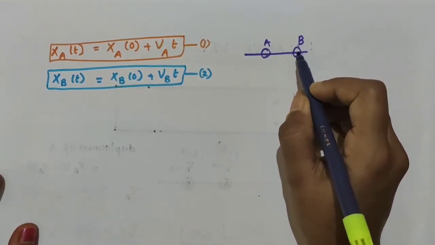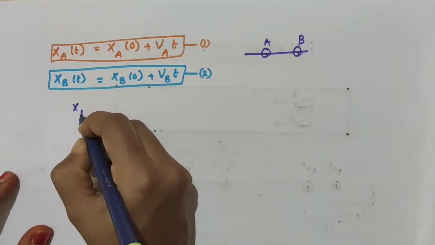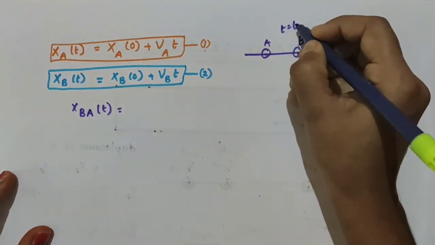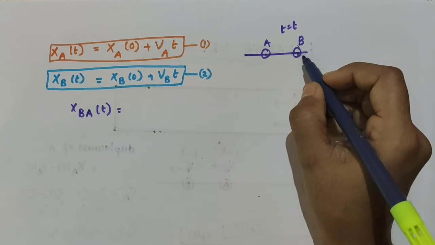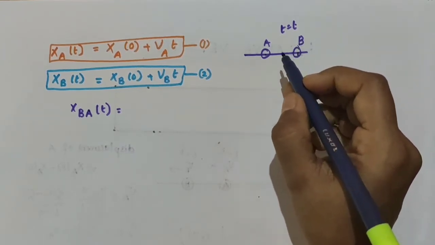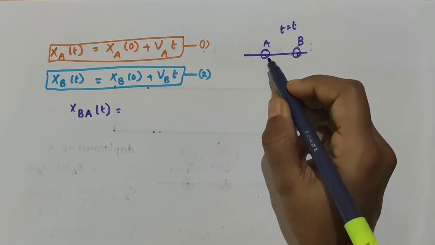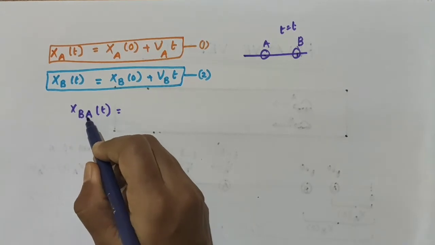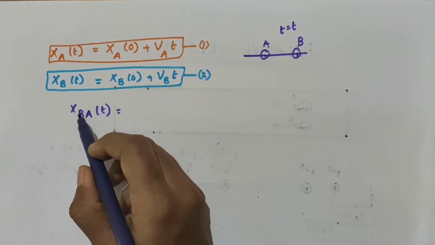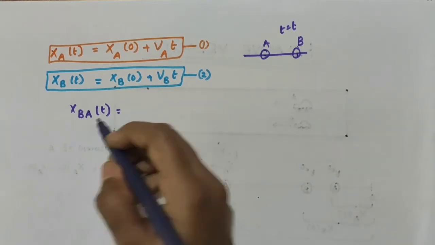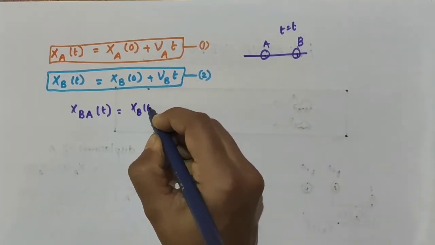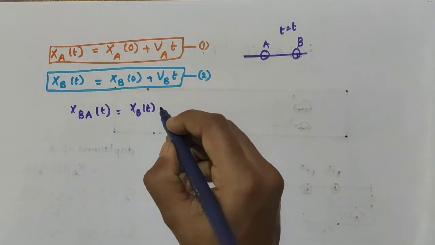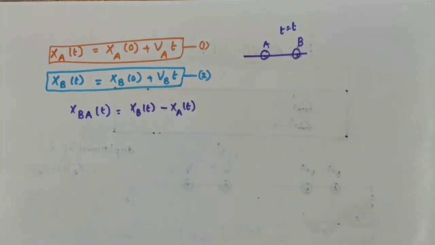So the displacement to B from A will be what? I am writing it as xBA of t. That is, at time t, A is somewhere here and B is somewhere here. Then at time t, the displacement to B from A can be written as xBA of t, that is, the position of B from A at time t. So xBA of t will be equal to xB of t, the position of B at time t, minus the position of A at time t, that is, xB of t minus xA of t.